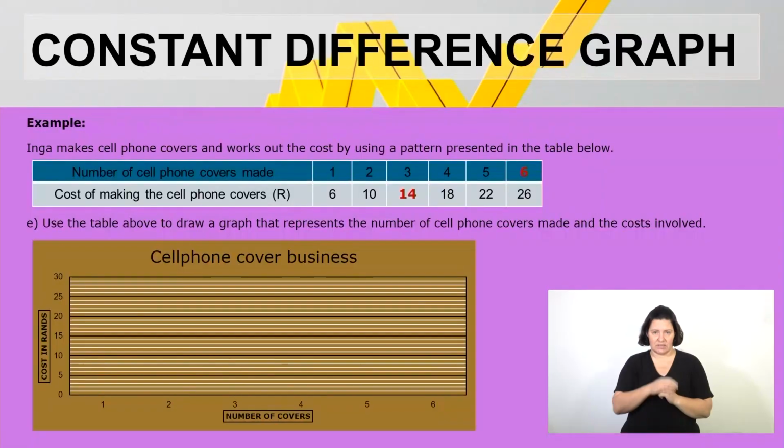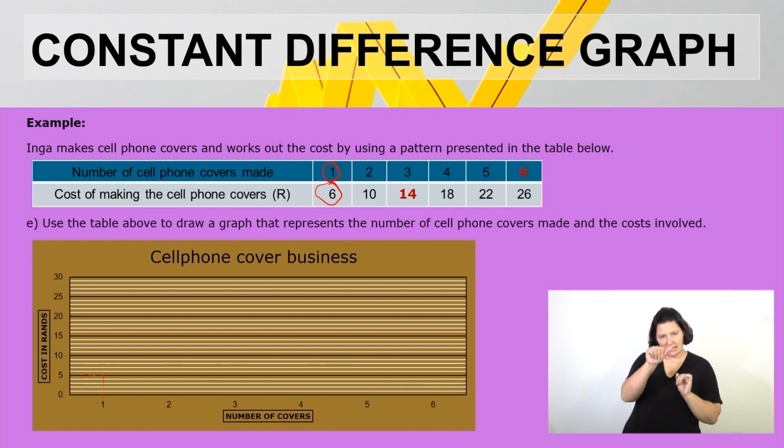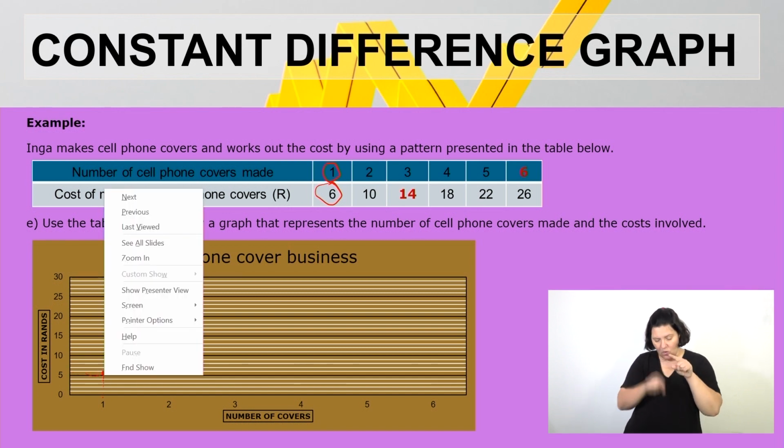Welcome back, everyone. Let's continue with our graph. We are now going to plot the graph using the given table. We said if one cell phone cover is made, it will cost Inga 6 rand. So in other words, we need to plot where these values meet. 6 rand will be that over there, the value there.